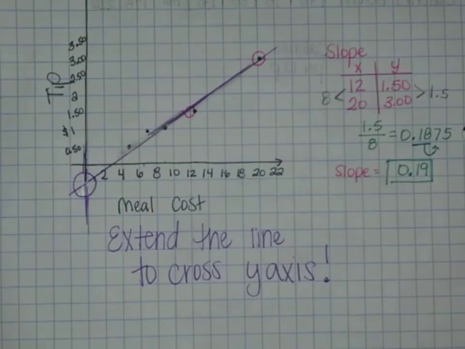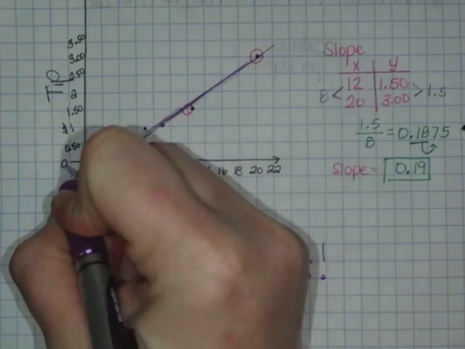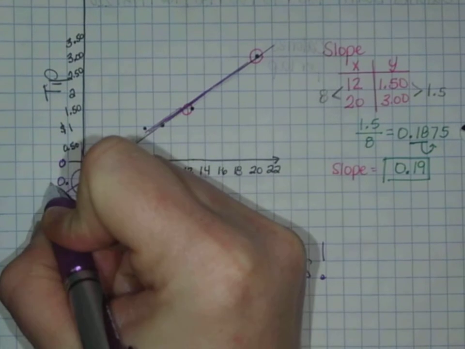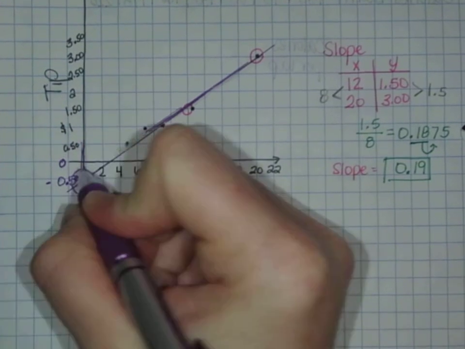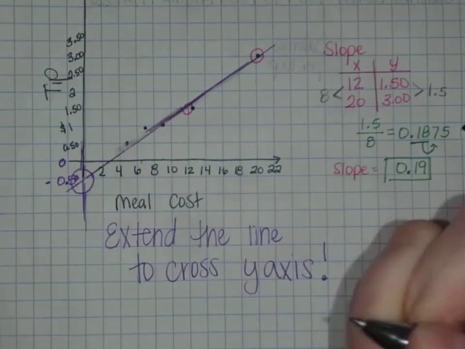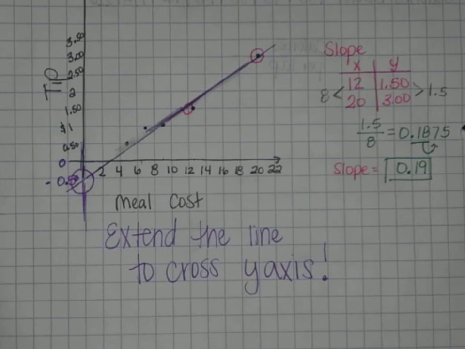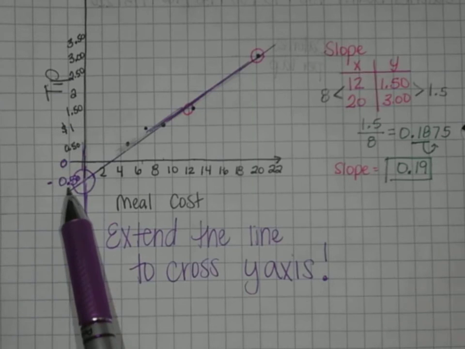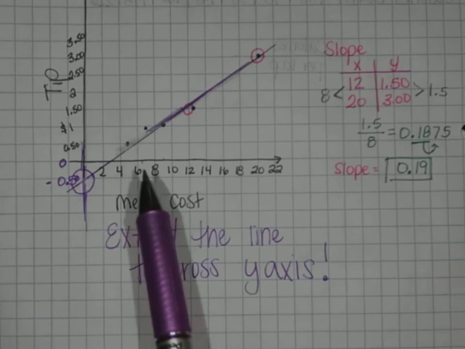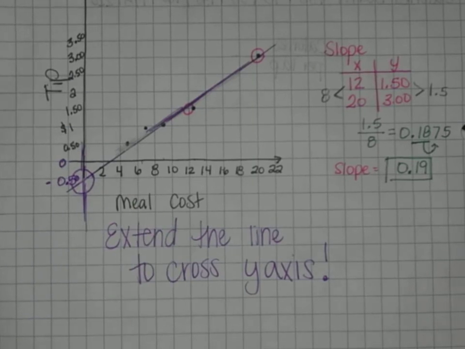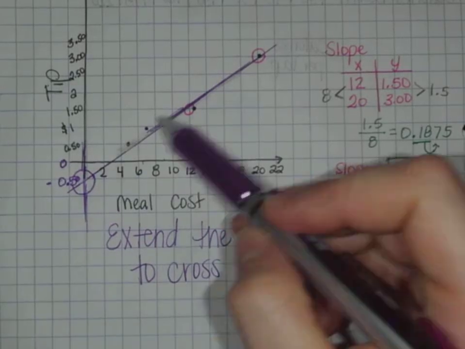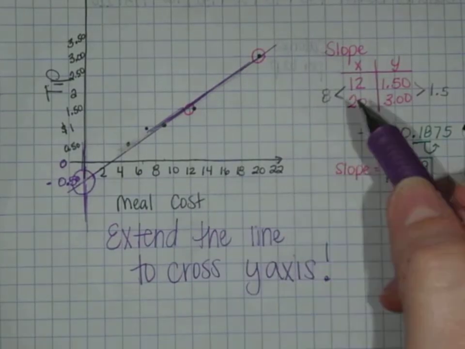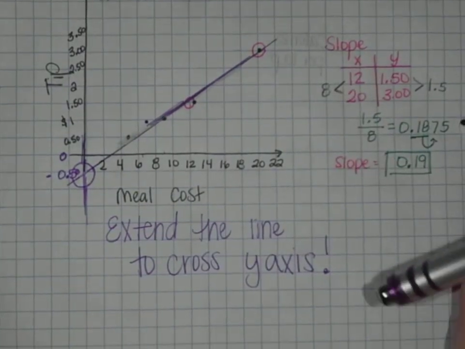So in our case, this was 0, this was a negative 0.50. No, and I want you to listen to this carefully. No, you cannot have a negative 0.50 in tip. They're not going to take 50 cents away from you, but that's just our prediction line. Keep that in mind. It's not going to be exact, it's just a prediction.